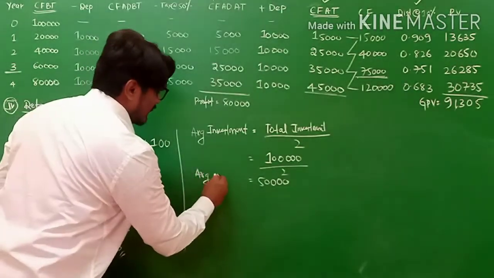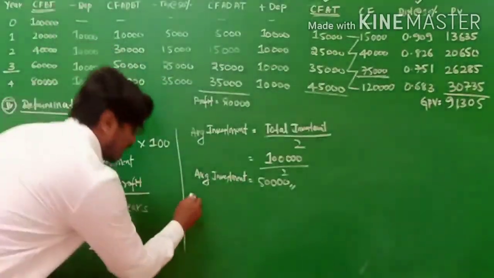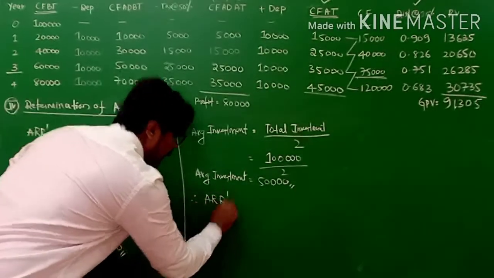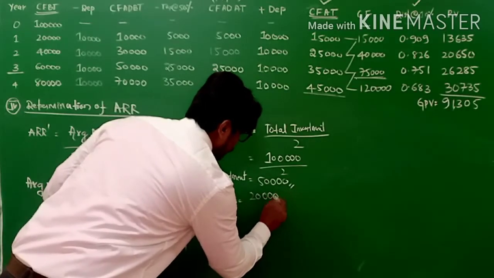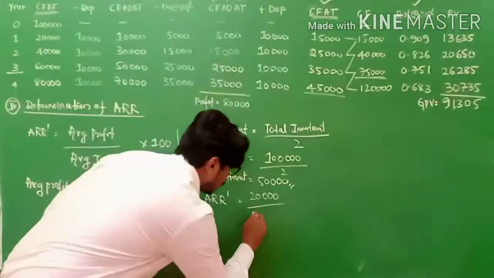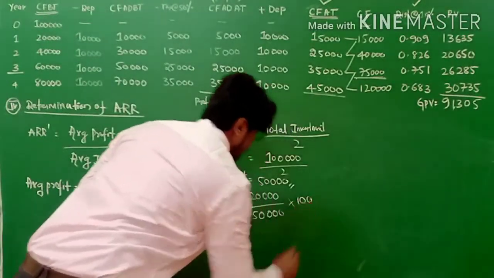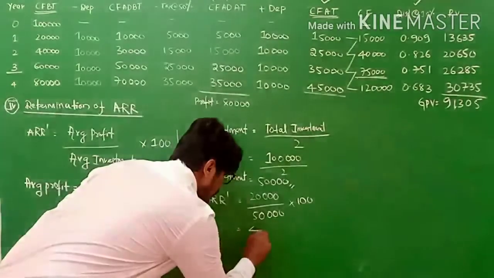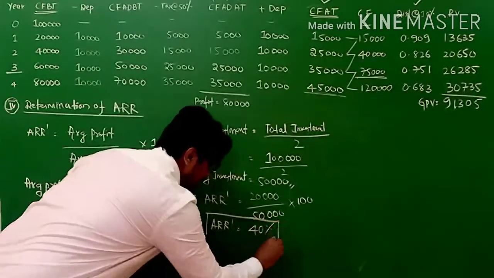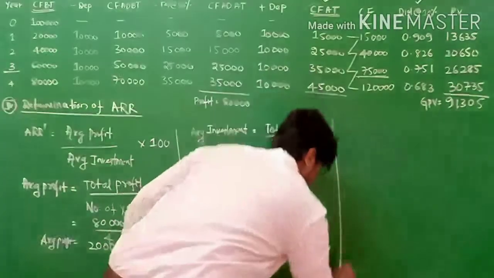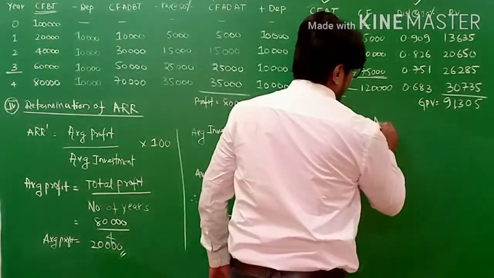So average investment equals 50,000. Therefore, accounting rate of return 1: the formula is average profit, which is 20,000, divided by average investment, 50,000, into 100. Right? 20,000 divided by 50,000 into 100 equals 40%. So ARR1 is 40%. The one more formula says the ARR equals average profit.